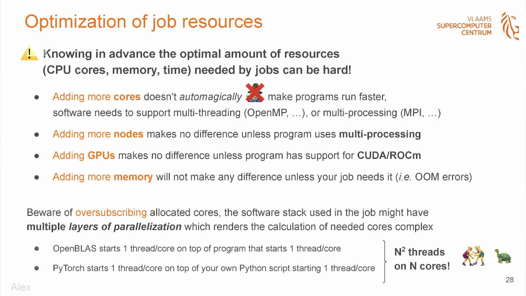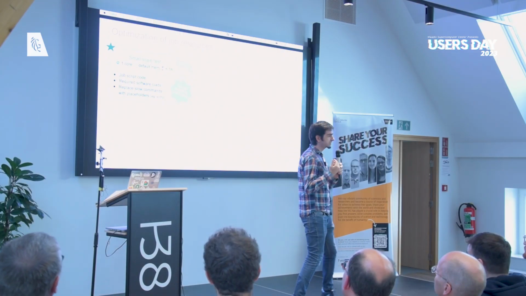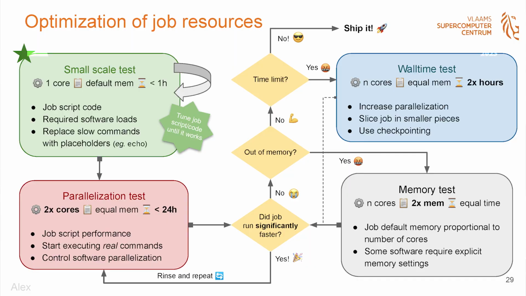So the strategy is usually always the same. Start small, prepare a job that can use only one core, and use that to actually verify that the code in your job script works, that your input scripts also work, check the parameters of your application, and tune that to a point that it runs.